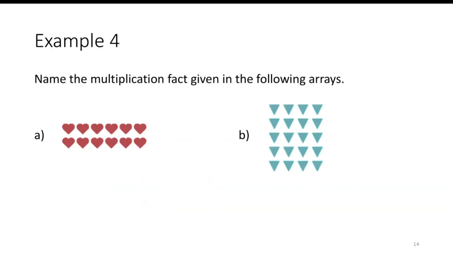So name the multiplication fact given in the following arrays. In this one, you have 2 rows for part A, and 1, 2, 3, 4, 5, 6 columns. So all together we have 12 different hearts there. As for part B with the triangles, I count 1, 2, 3, 4, 5 rows and 1, 2, 3, 4 columns. And overall that should be 20 different triangles.